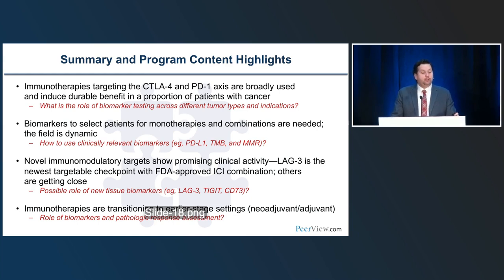Novel immunomodulatory targets show promising clinical activity. LAG-3 is an example, but as I mentioned, there are a few others down the road, and they're very, very close to approval, so we expect to have a few more. And I mentioned there LAG-3, TIGIT, and CD73 as really good examples of this.